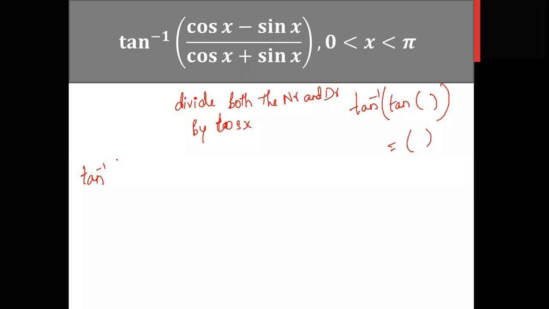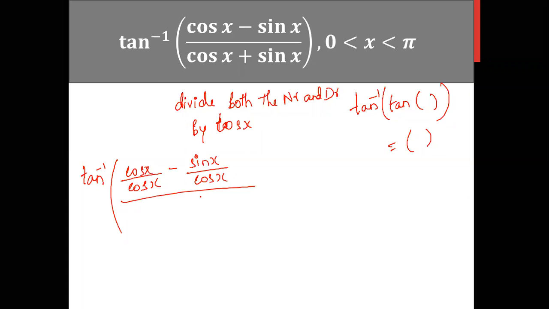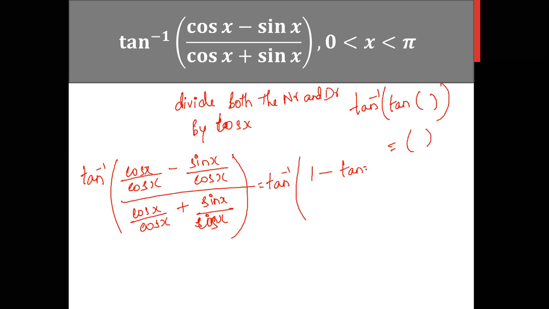So if you divide both the numerator and denominator by cos x, see what you will get. Tan inverse of cos x by cos x minus sin x by cos x, whole divided by cos x by cos x plus sin x by cos x. You are dividing the individual terms by cos x. So what will I get? Tan inverse of cos x by cos x is 1, minus sin x by cos x is tan x, divided by cos x by cos x is 1, plus sin x by cos x is tan x.